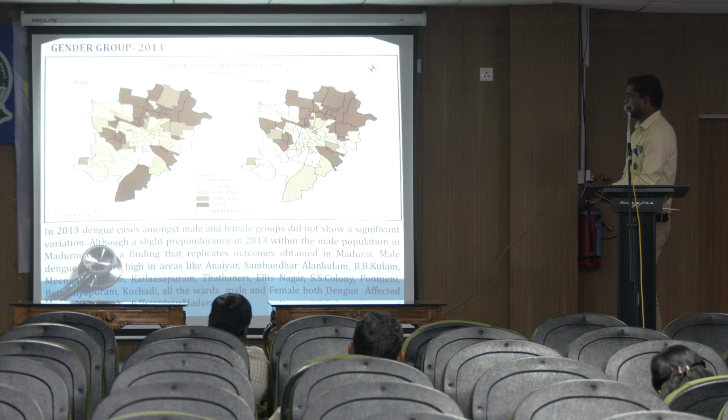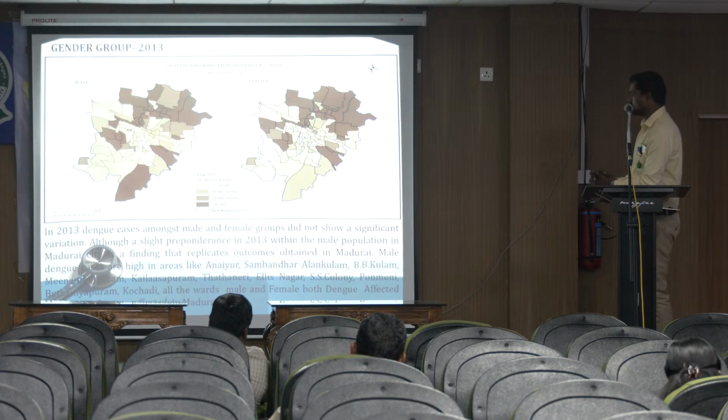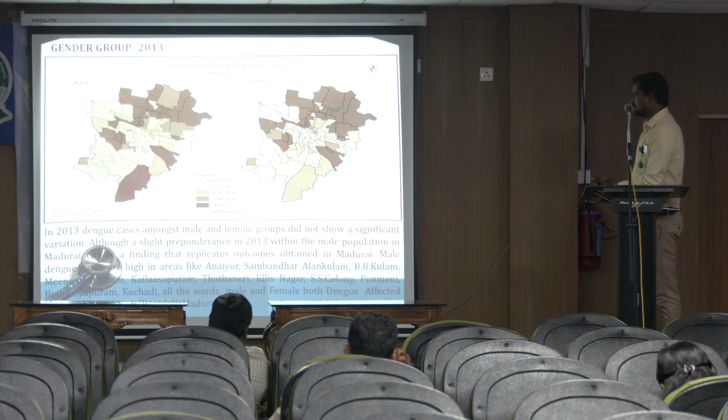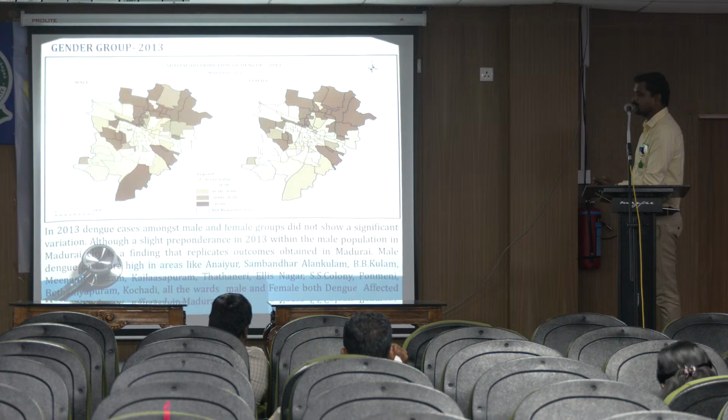Next. The gender group of areas, the age, and male and female areas. The data is provided for 2013 and 14. So, the dengue analysis of the male and female populations. Areas like Anayur, Sambandana Kulam, PP Kulam, Tattaneri, Ellis Nagar, SS Colony, Ponmini, Pathaniapuram, Kochadai, and these are wide in both males and females. So both male and female dengue cases affected Madurai city.